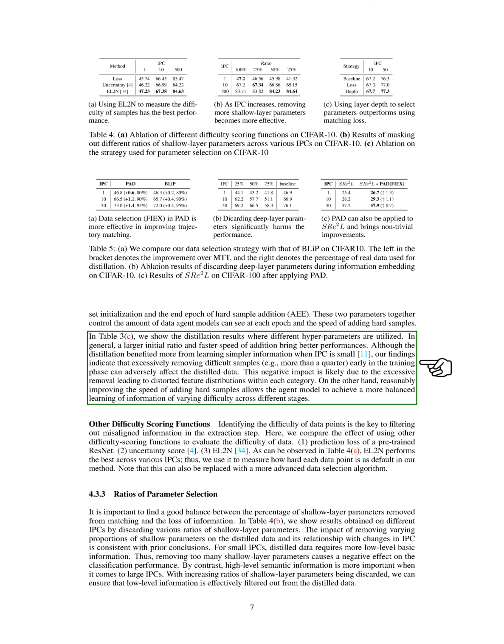However, we note that excessively removing difficult samples early in training can negatively impact the distilled data due to distorted feature distributions. Conversely, a balanced approach to adding hard samples allows the agent model to learn information of varying difficulty more effectively.